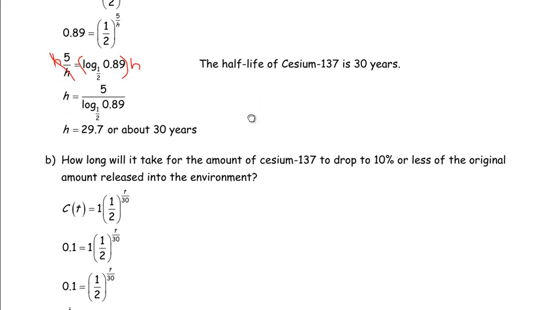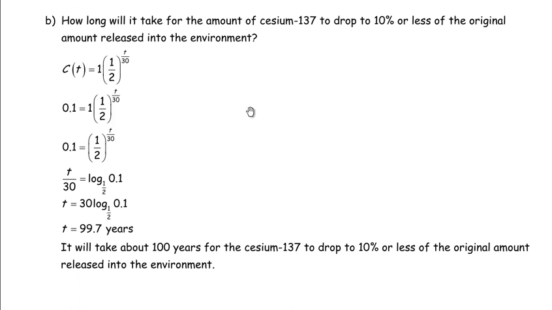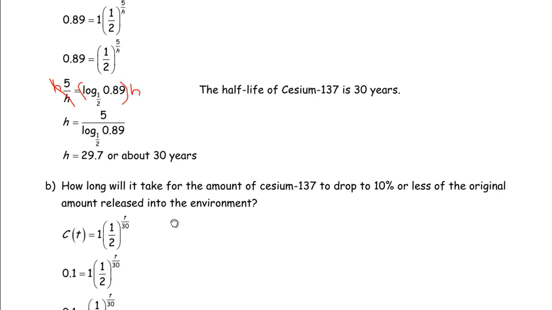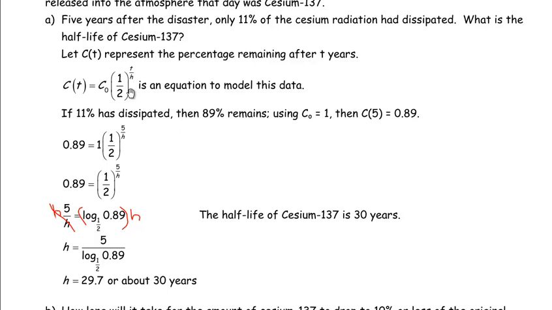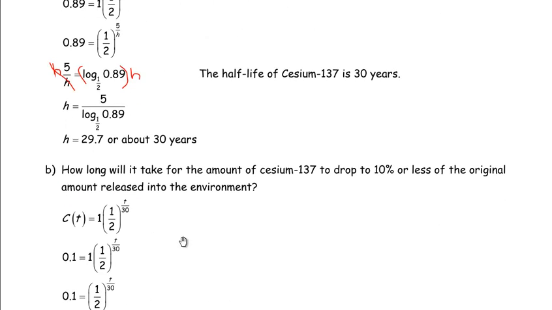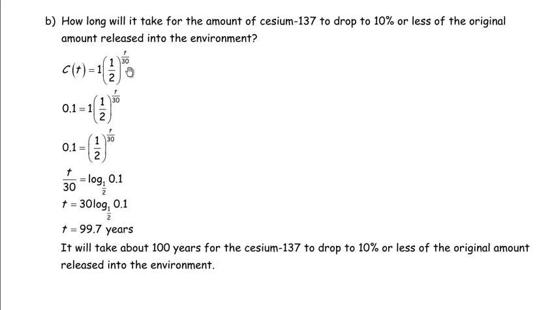And last question here, B asks, how long will it take for the amount of cesium-137 to drop to 10% or less of the original amount released into the environment? So here's our formula from up above. Remember up here we found that the half-life is 30 years, so that h is going to be 30. Now to 10%, so C of t would be 0.1, 10%. So I drop the 1, and again I'm trying to isolate for t in this case. So the t over 30 would equal the log of 0.1 base a half. And I'll solve for t by multiplying both sides by 30.